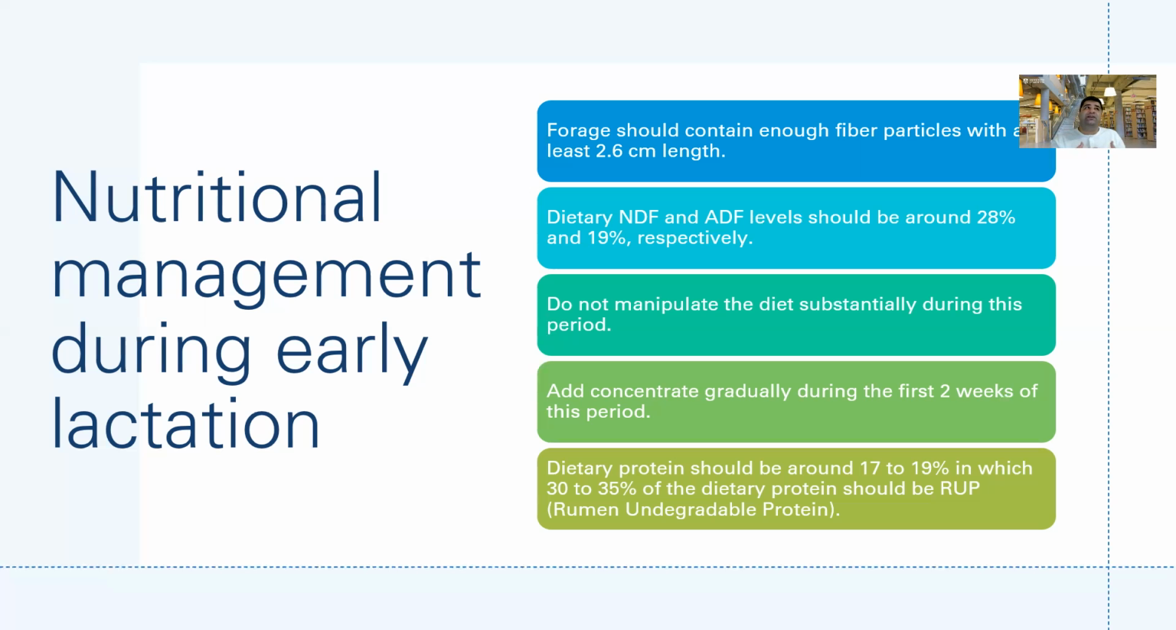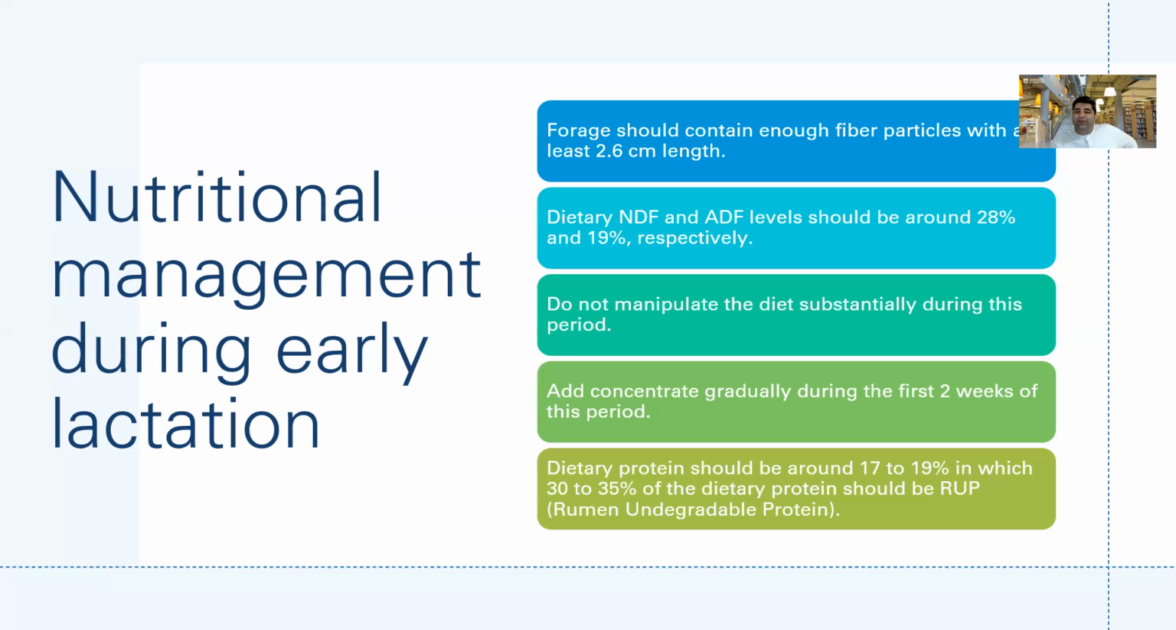It means that if we are feeding high level of forage, or let's say longer than standard particle size of forage, we will end up with a rumen that is packed with forage, with fiber, and there is less room for consuming the concentrate.